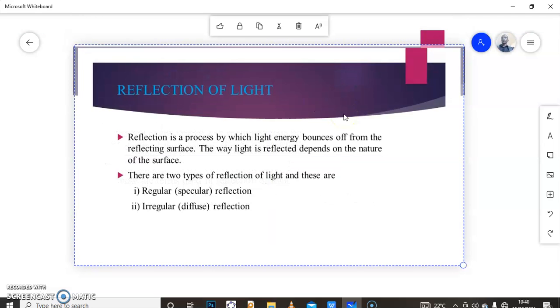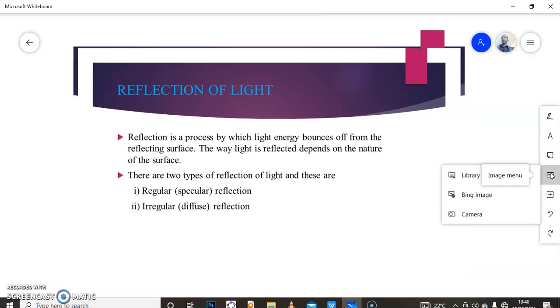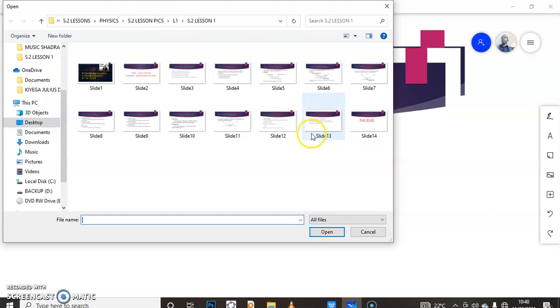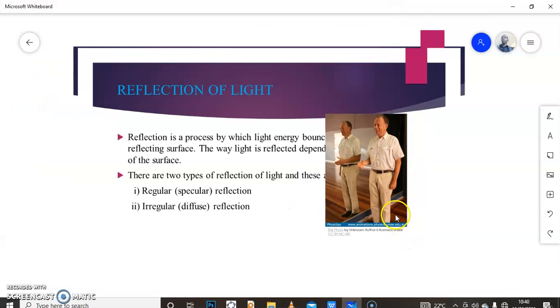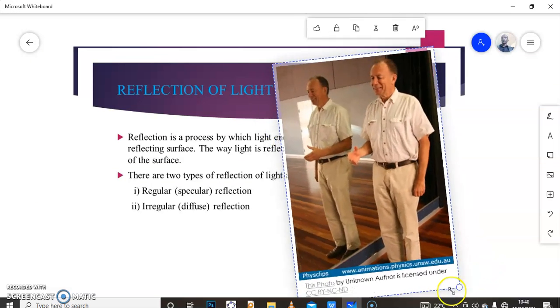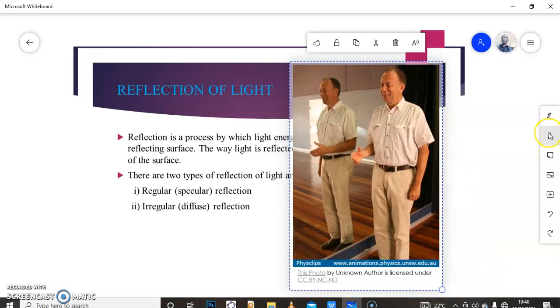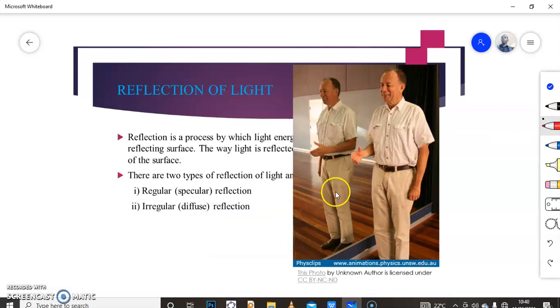So reflection of light as a concept exists in very many areas, in very many aspects, in very many phenomena. For example, formation of images in plane mirrors, like you use plane mirrors to see yourselves, and that is because of reflection of light. Just as you can see my friend there, besides here, this one is a mirror. So the person is standing here, you can see the image in the mirror. This is because of reflection of light.